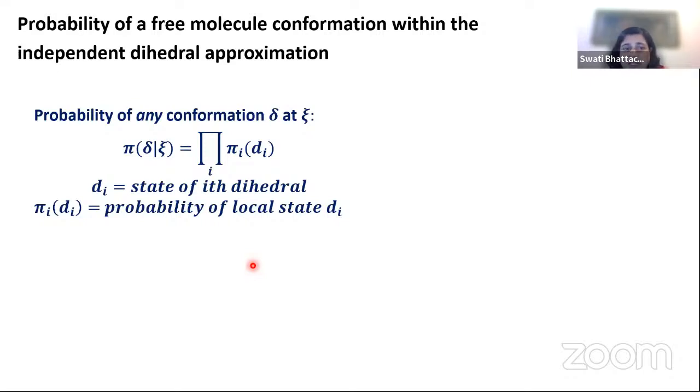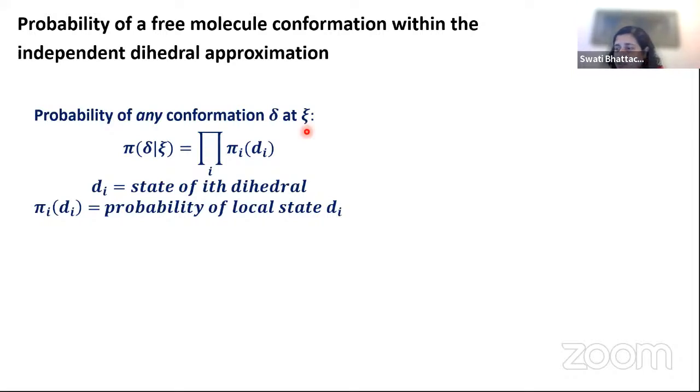And what about the probabilities? Well, since we are assuming these dihedrals to be independent, we just multiply the individual probabilities. And what we can get is this. Pi of delta here would represent a global conformation, which is given by the 38 values. So pi, the probability of a conformation at a given end-to-end distance xi, is just obtained by multiplying the local probabilities. But all of this calculation is done at a particular anchor separation xi.